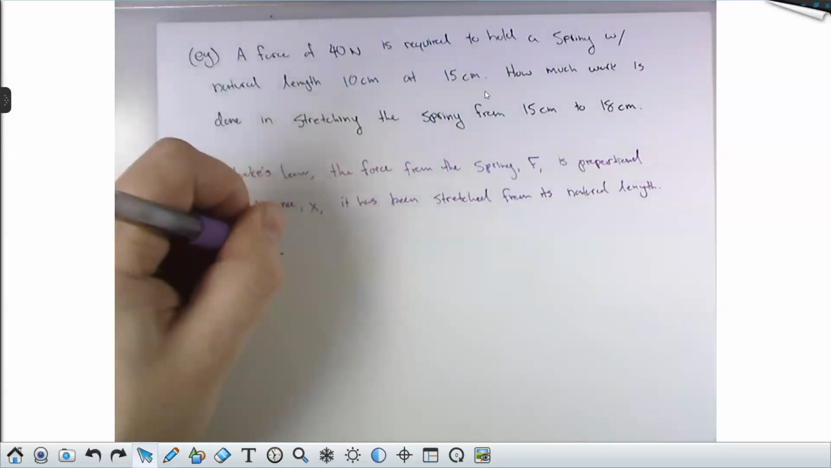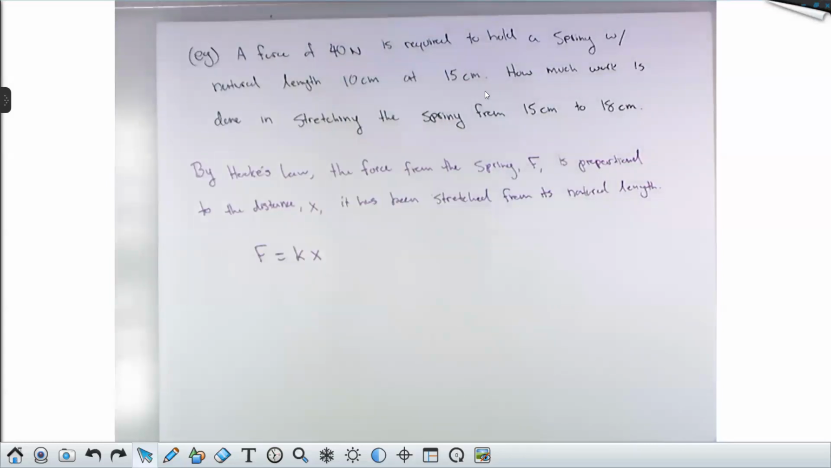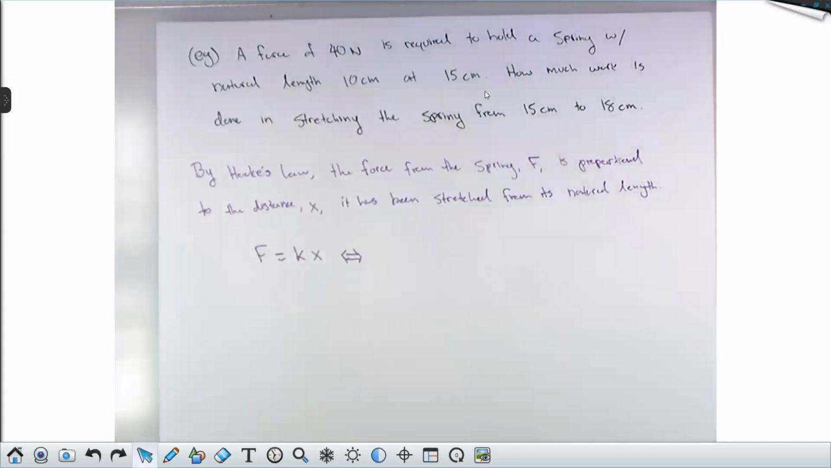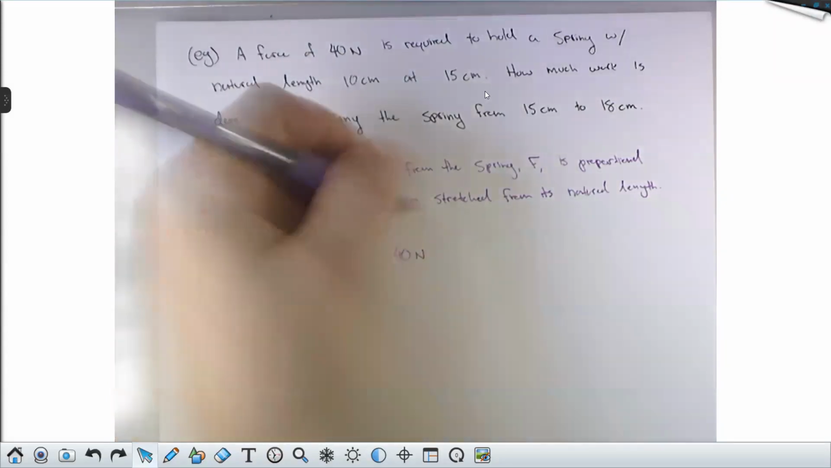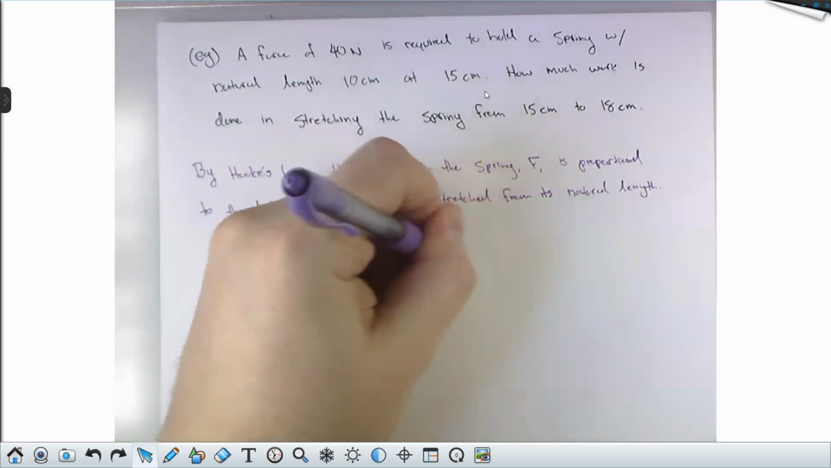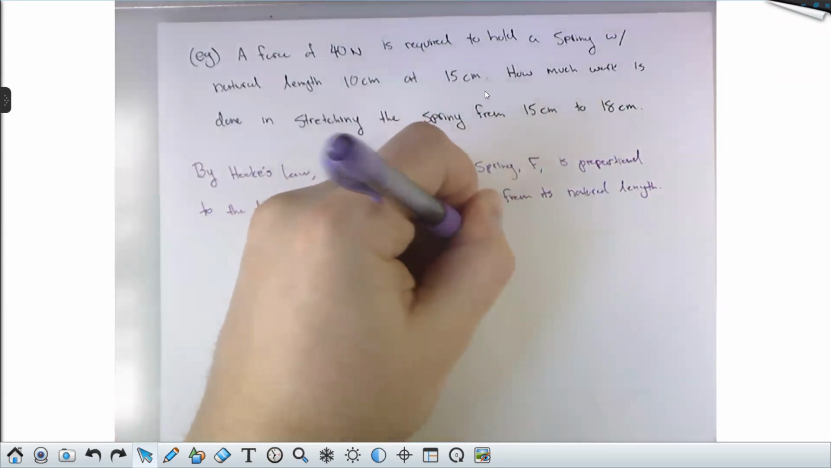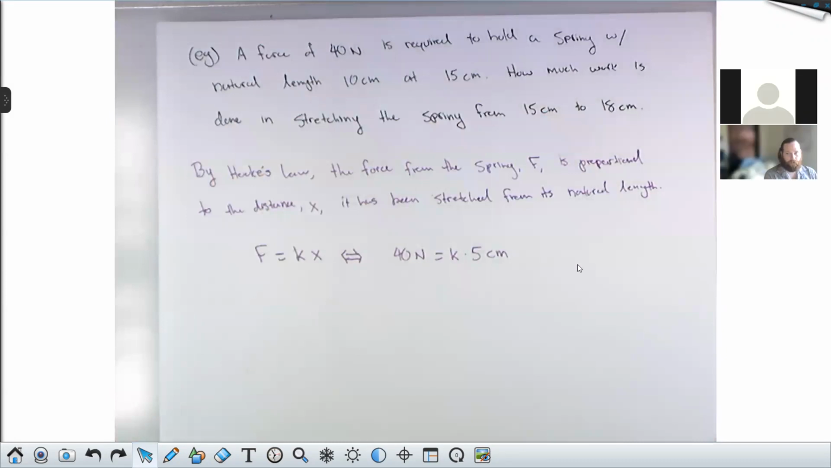Let's write down the Hooke's law equation, F equals Kx. And then let's plug in the bits we have. The force to hold it at 15 centimeters is 40 newtons. K is the thing I want. The distance x that it has been stretched from its natural length is 5 centimeters. Now here's the rub. This is always the case with physics or real world problems in general.